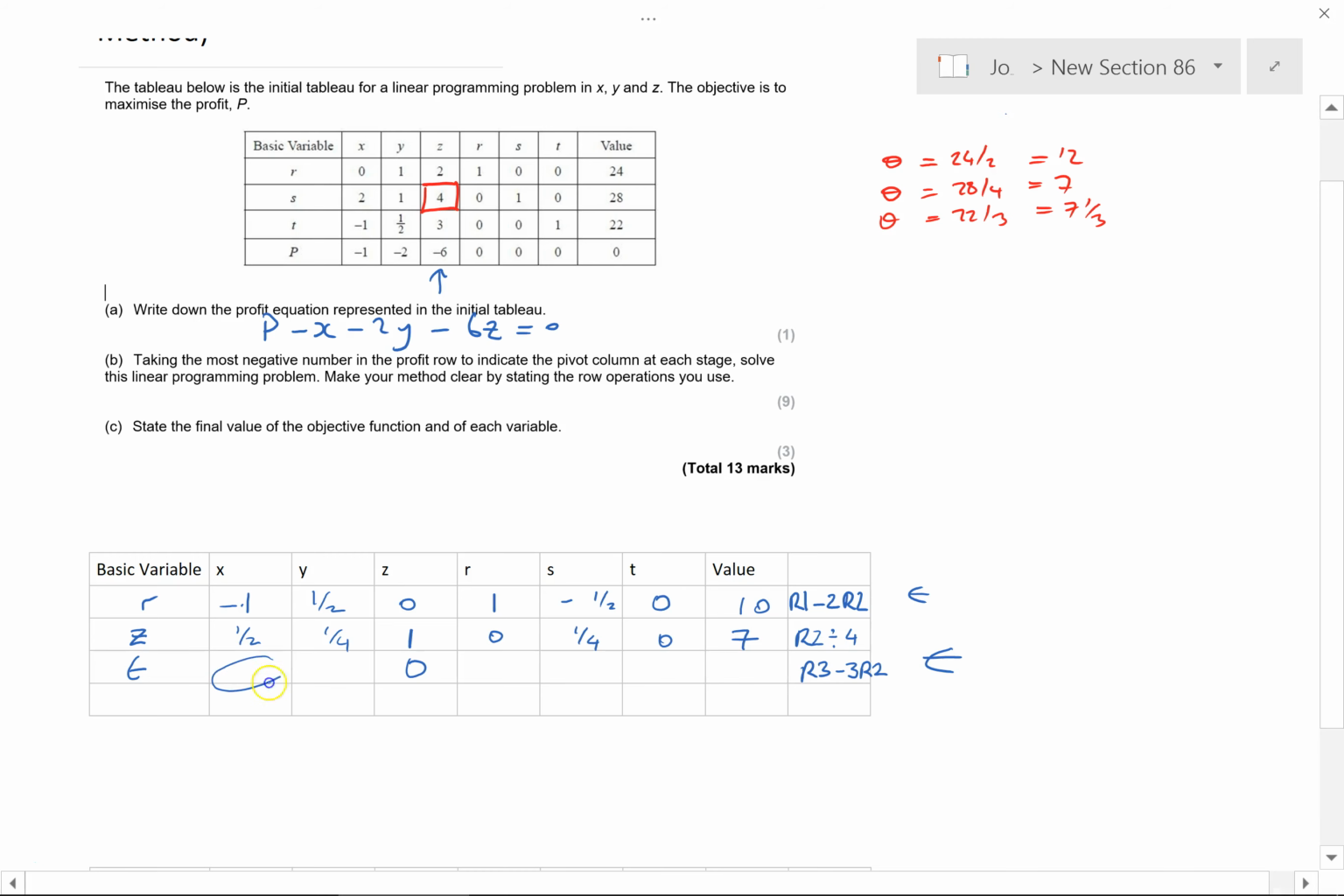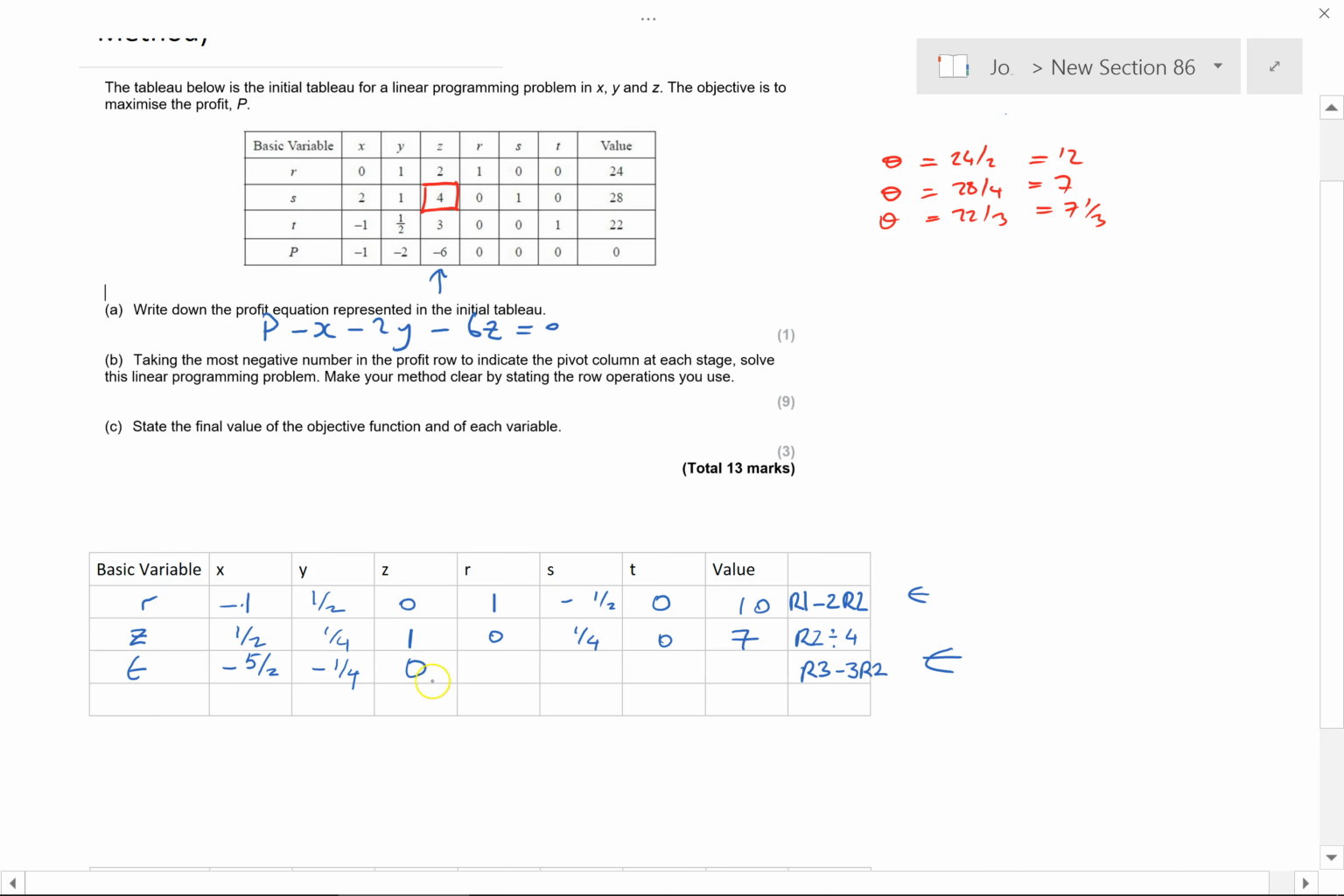Right, so this number here is equal to the old R3 minus 1, take away 3 times this number here. So that equals minus 5 over 2. This number here is equal to a half, take away 3 times this number here. So it's half take away 3 times a quarter, which is minus a quarter.